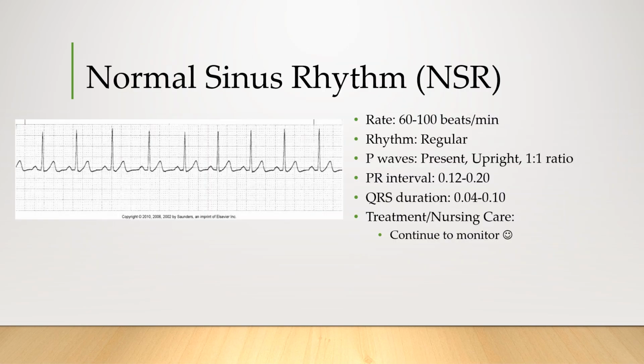Right. So normal sinus rhythm. Normal sinus rhythm is between 60 and 100. The P, the QRS, and the T wave are all regular. And there is nothing to do further with this patient except continue to monitor as ordered.